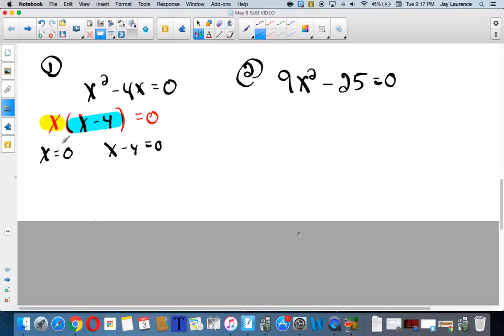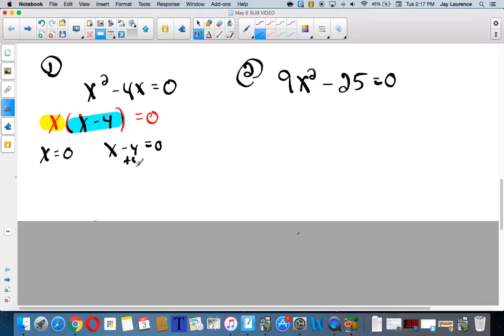Now, Mr. Kirkwood, don't let this first one confuse you. We set the yellow factor equal to 0, right? X equals 0. What's x, Ryan? Yeah, of course, it's 0. Very good.